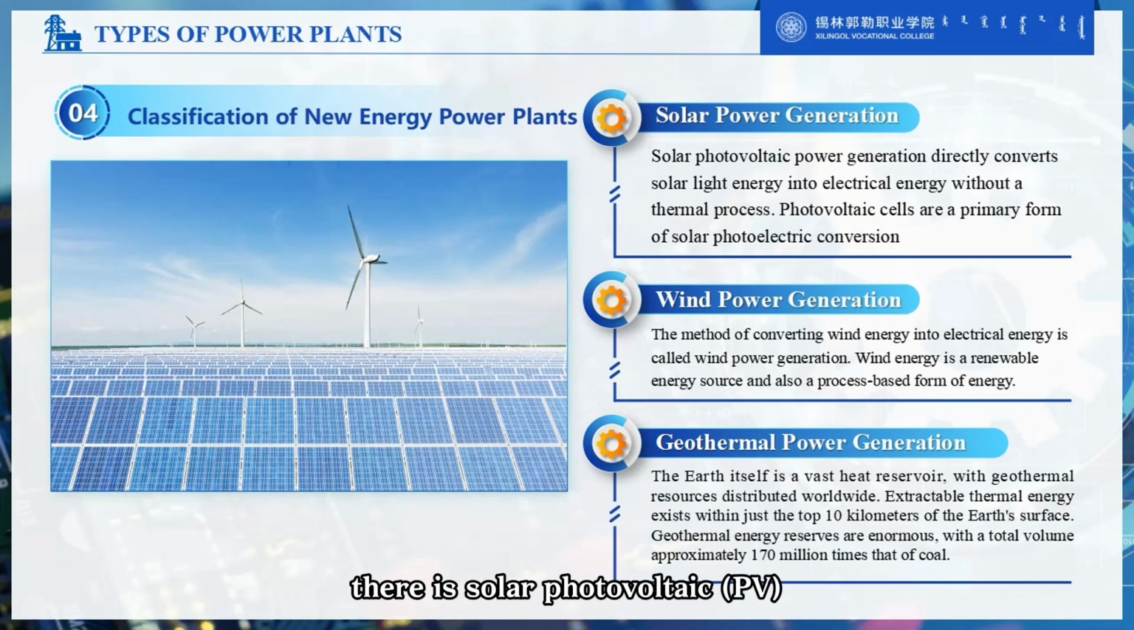There is solar photovoltaic, PV, power generation. Solar PV generation directly converts solar light into electricity through the photovoltaic effect in PV cells. Wind power generation converts wind energy into electrical energy. Wind energy is a renewable energy. Then, geothermal power generation.